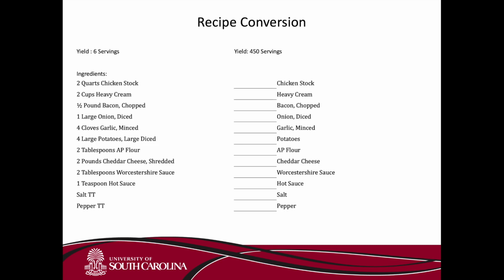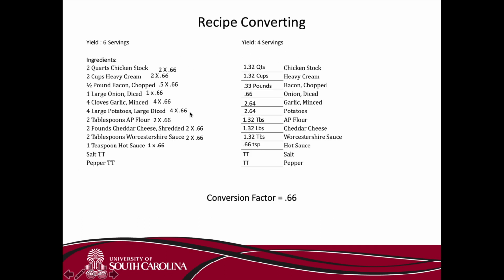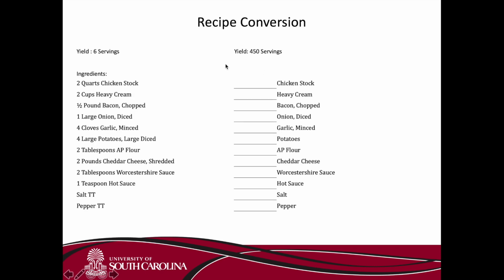This is the same recipe. It makes 6, right? So our servings are 6, and our yield is 450. All right, so it makes 6. We want it to make 450. Let's go through it. I jumped ahead or jumped behind on you. Sorry. So let's go through and look at exactly how much we need for this to make 450 servings, right?